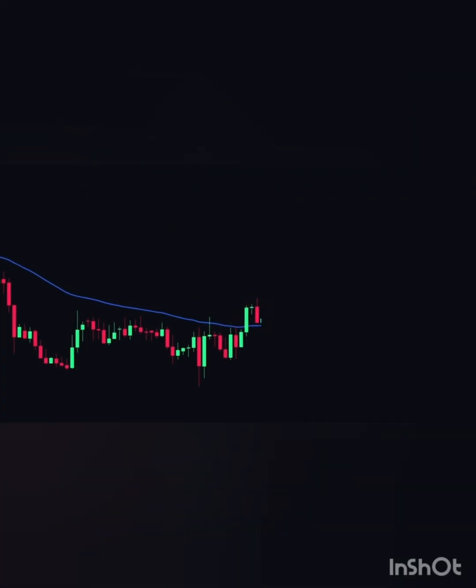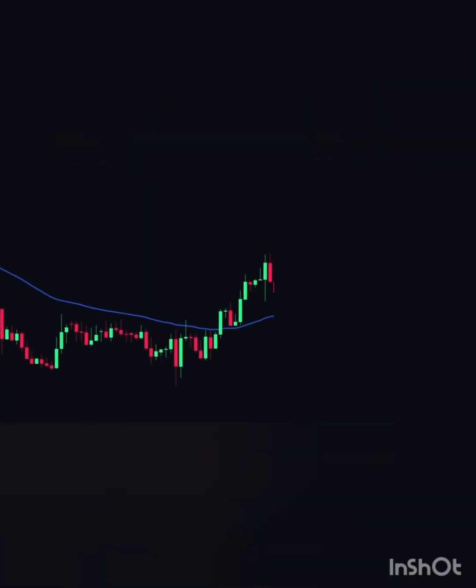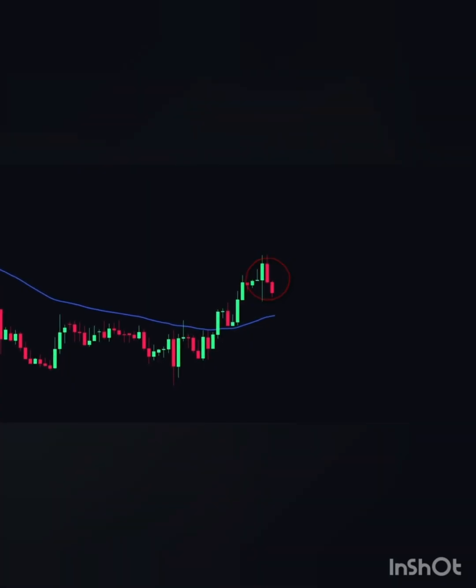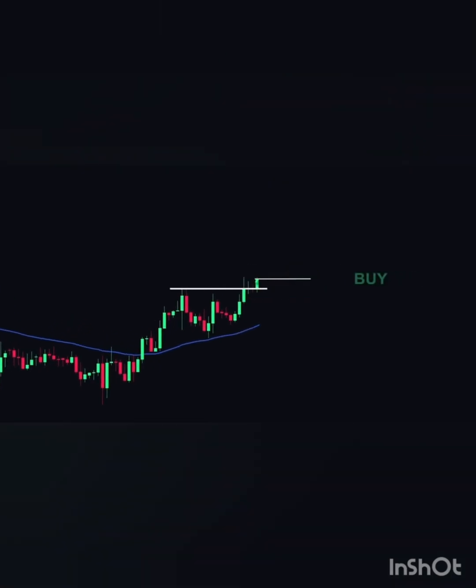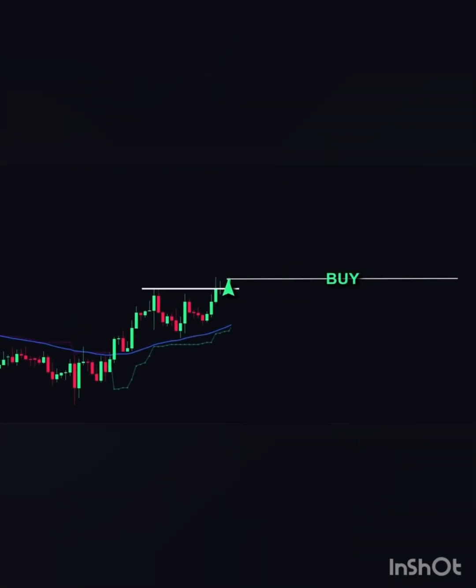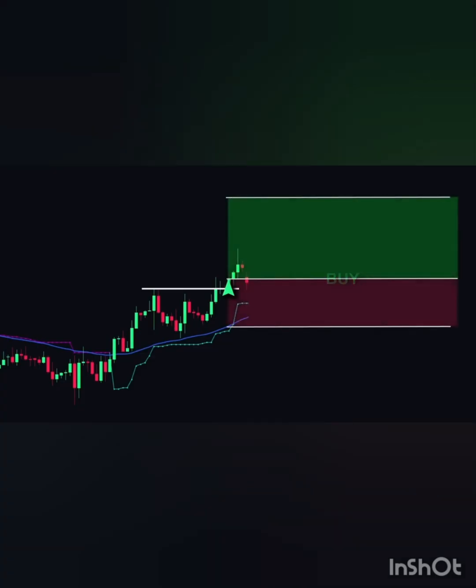I then wait for a pullback of at least two consecutive red candles after the breakout, which happened right here. That's where I drew the horizontal line at the highs. It was then time to wait until we broke that line again. When we did, I bought right at the breakout candle's close. Then, I applied this chandelier stop, set my stop loss, and take profits. As you can see, the price hits our take profit target.